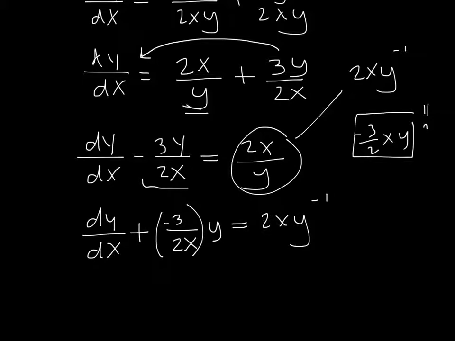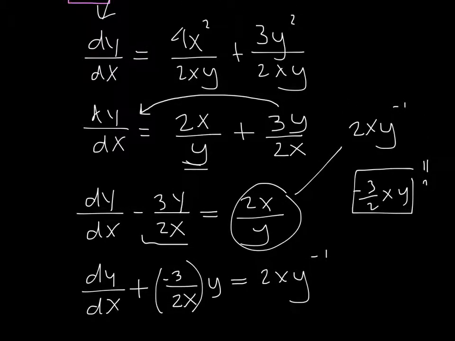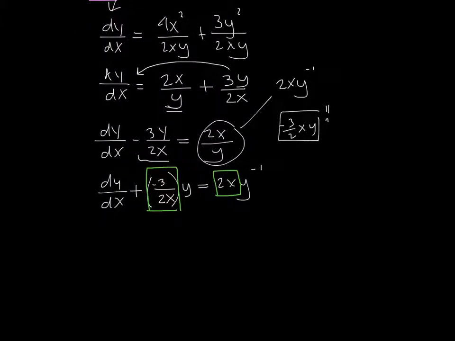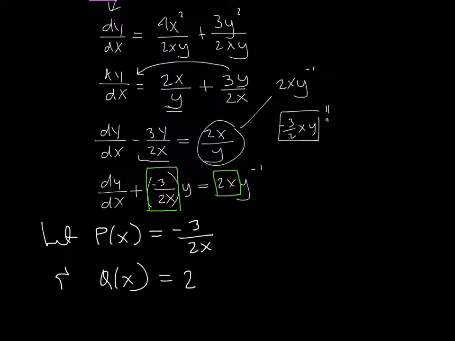So here, hopefully you can see that, okay, so p of x, let's make this maybe green. So p of x and q of x. So there is my p of x, and there is my q of x, so let me maybe box that. They're functions of x, p of x and q of x. So here, we know p of x is negative 3 over 2x, and my q of x is 2x.